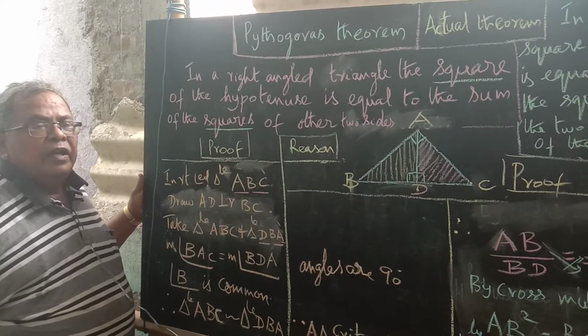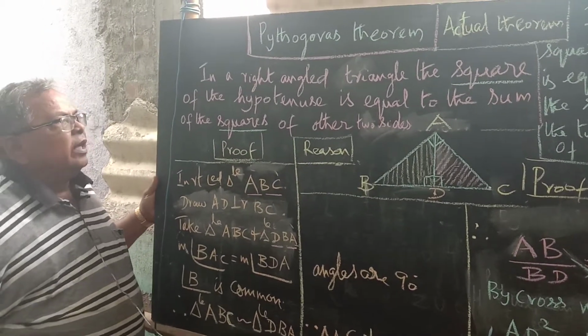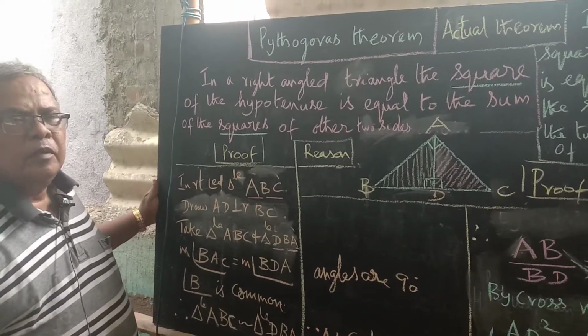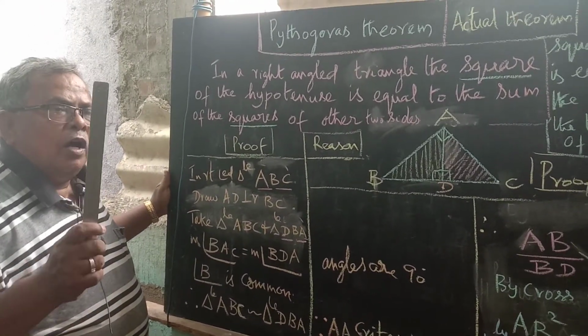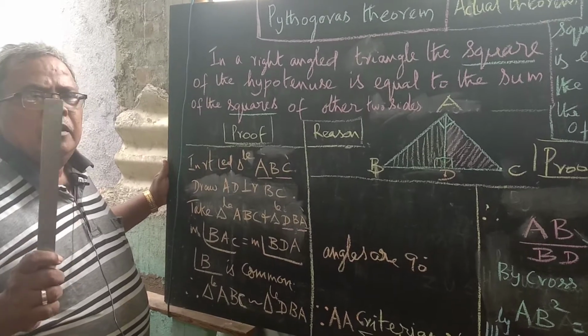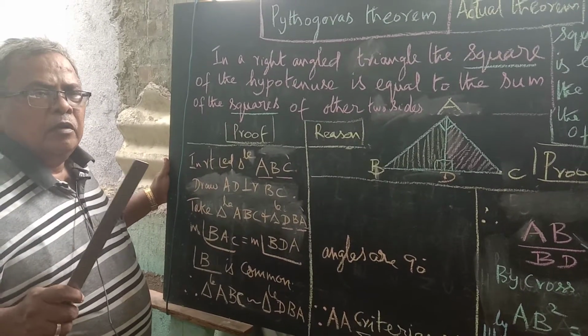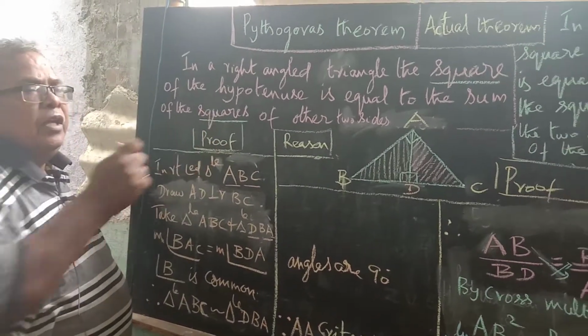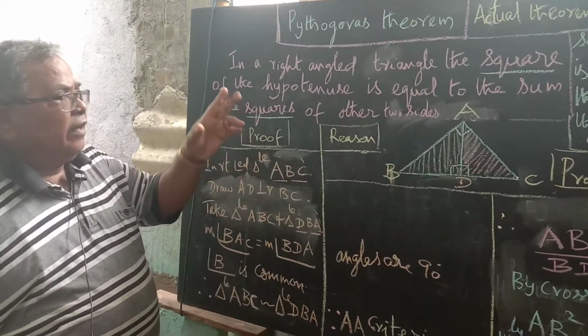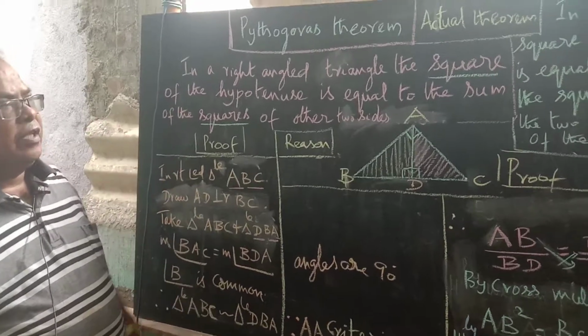Just take a very important theorem that is called the Pythagoras theorem. Pythagoras was a very great mathematician. Among other great mathematicians, he was also one of the greatest. He invented this theorem, the Pythagoras theorem.